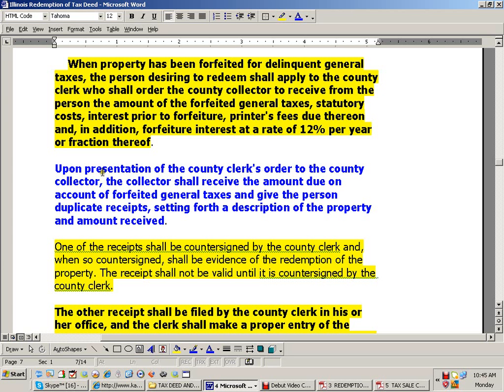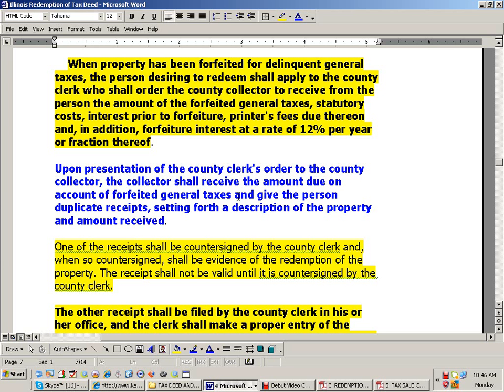Upon presentation of the county clerk's order to the collector, he shall receive the amount due on account of forfeited general taxes and give the person duplicate receipts setting forth description of the property and amount received. One of the receipts shall be countersigned by the county clerk. So now you've got to go back to the county clerk and get it countersigned. And when so countersigned shall be evidence of redemption of the property. The receipt shall not be valid until it is countersigned by the county clerk. Bingo. That's how you do it.